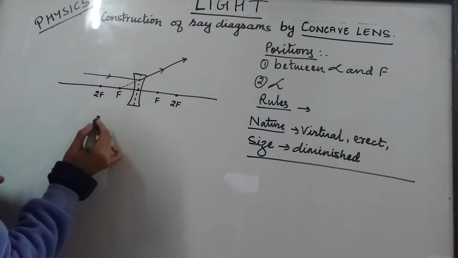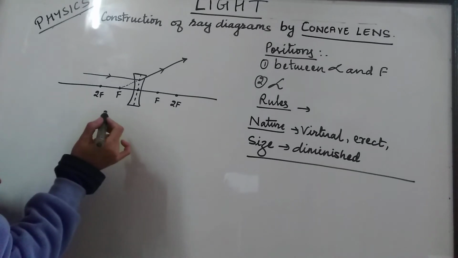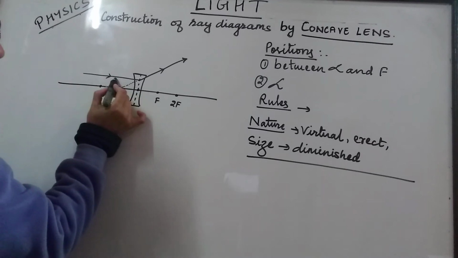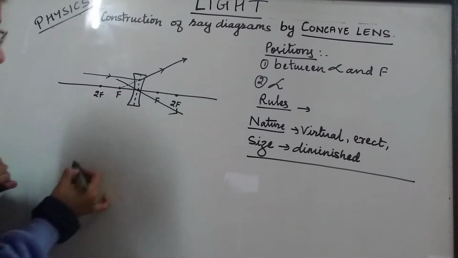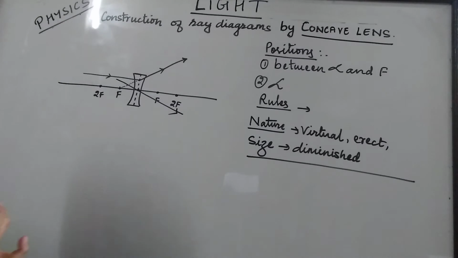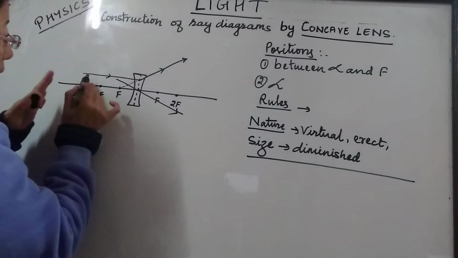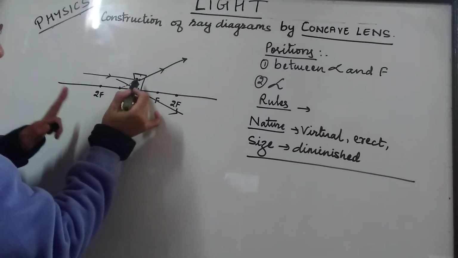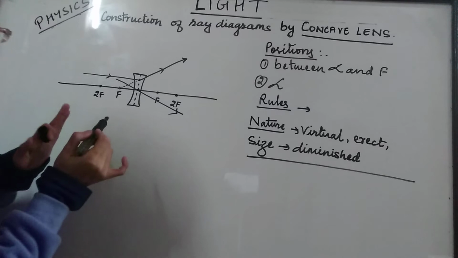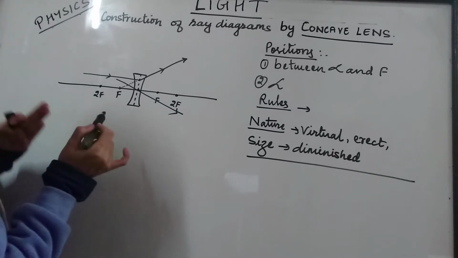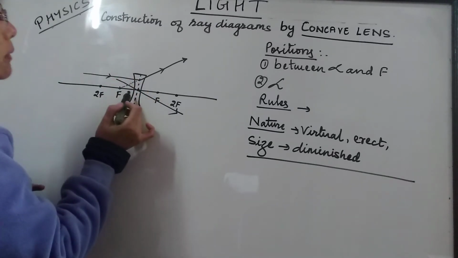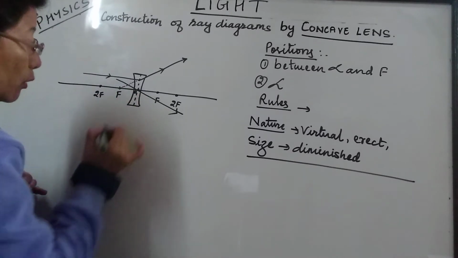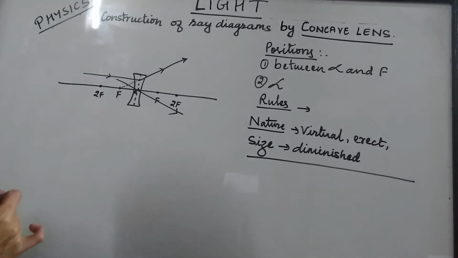The ray which is passing through the optical center will pass out undeviated without bending. So you have to remember these two rules. The light ray parallel to the principal axis will diverge away after refraction, and it appears to come from the focus. And the light ray which is passing through the optical center will pass out undeviated without bending. You have to remember these two.